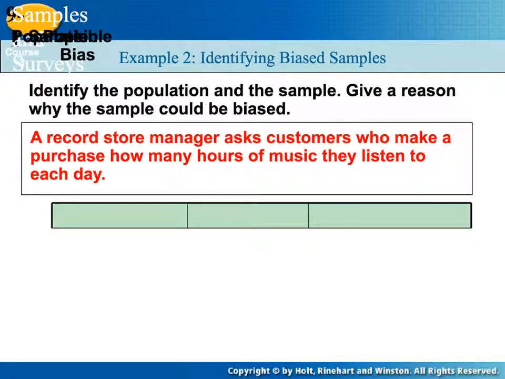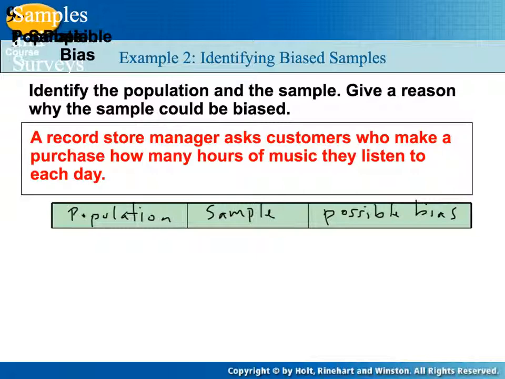Now, this problem says to identify the population and the sample. Then we give a reason why the sample could be biased. Not that it is biased, but how it could be. So there might be multiple answers. A record store manager asks customers who make a purchase how many hours of music they listen to each day.